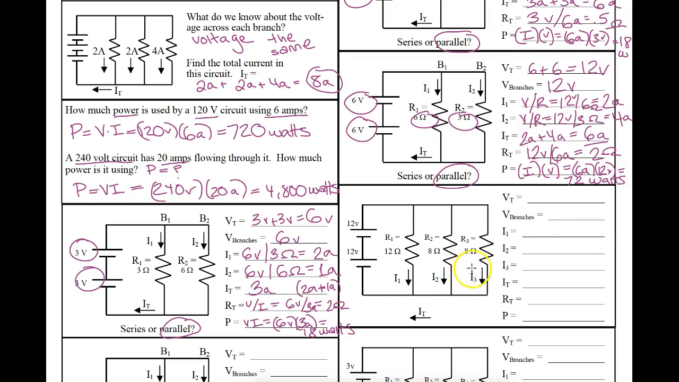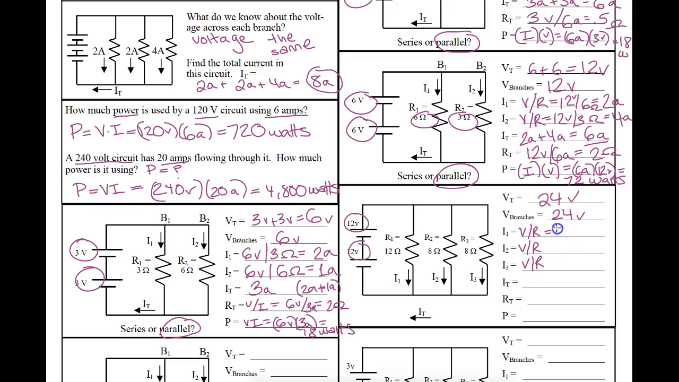And let's go on to the next one. So we have volt total. Again, add up your batteries. That's 24 volts. Voltage branches get the exact same, 24 volts. And your current in your first branch, again, we're taking the voltage divided by the resistance. So we write this. I might as well go ahead and write these down here. Makes it easier.